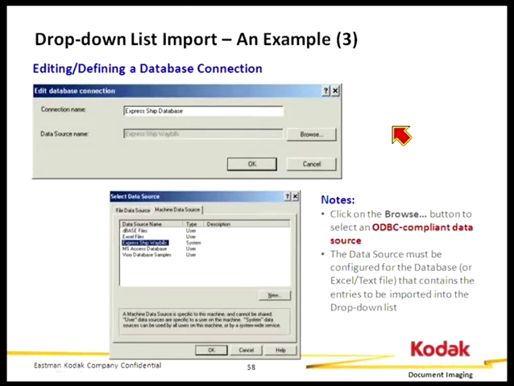For a database connection, I click on the Browse button to select an ODBC compliant data source that I've already set up. So if I want to import from an Excel file or a text file or a SQL database, I've got to create an ODBC source exactly the same way I create an ODBC source for database lookup. And then I browse and select that source. The data source must be configured for the database or the Excel file or the text file that contains the entries that are going to be imported into the drop-down list.